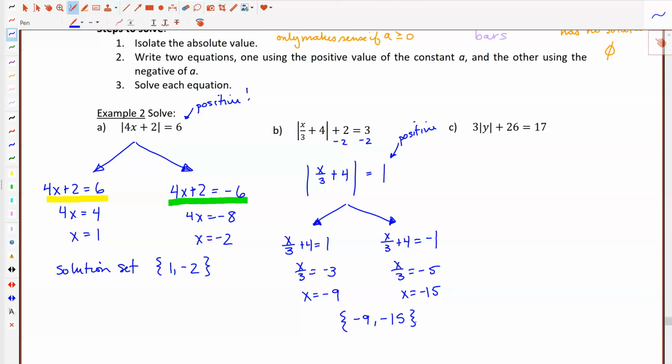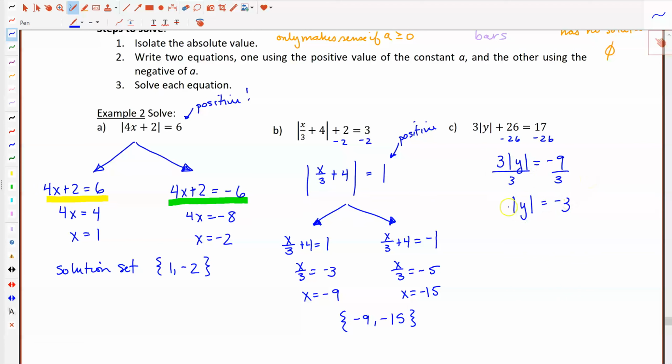All right, for the next example, 3 absolute value of y, and then close the absolute value, plus 26 is equal to 17. All right, so you have to isolate that absolute value first before I can really do much to deal with the absolute value part of this. So the first thing we're going to do is we'll get this number to the other side by subtracting it. So we'll subtract 26. We get 3 absolute value of y is equal to negative 9. Now because this 3 is outside of the absolute value bars, we'll be able to divide it off of both sides. So I get the absolute value of y is equal to negative 3.